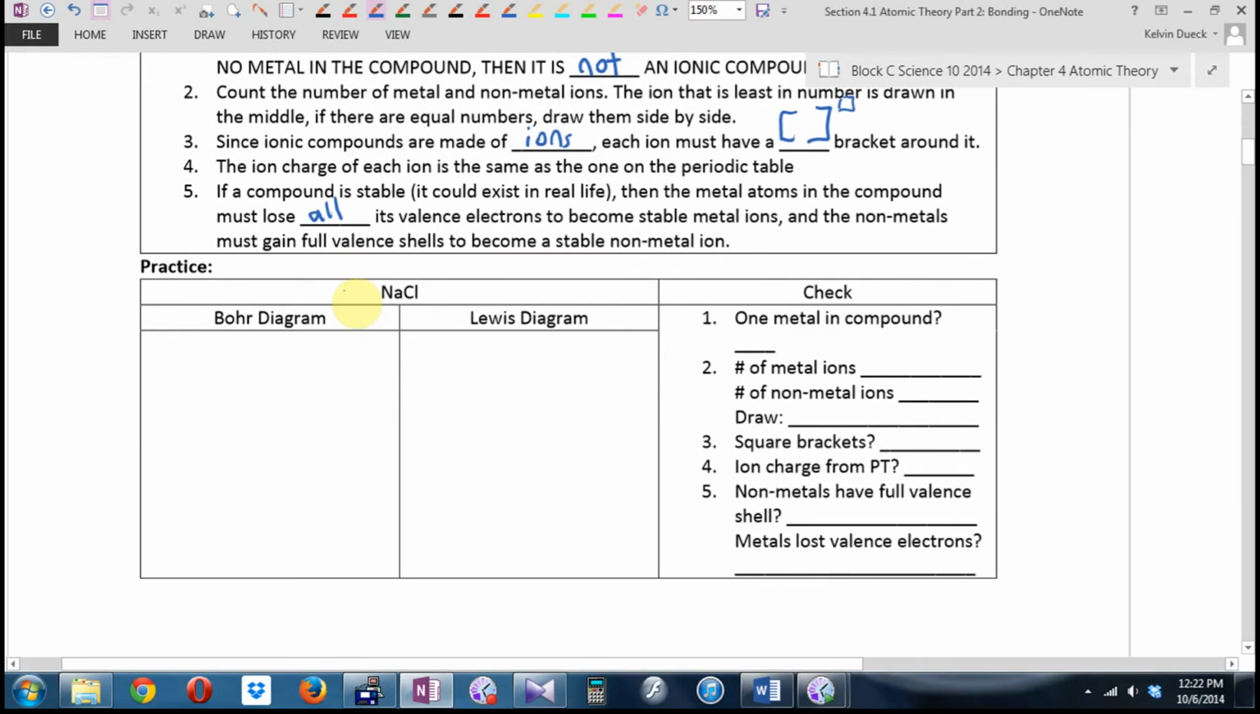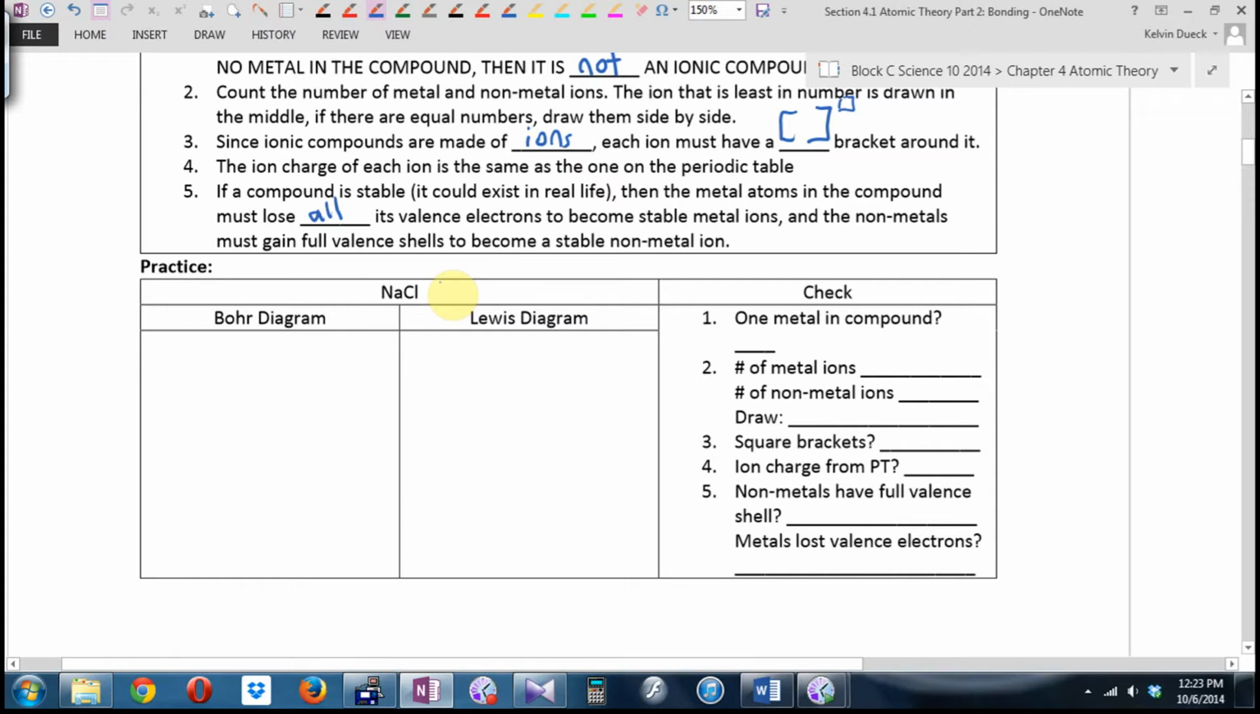Let's do a practice. Here's a little checklist. You're not going to need to memorize this. I think I'm going to give you enough homework that this will just become part of your procedure. First thing I always ask is, is it ionic? What I look for is, is there one metal in the compound? Now, our compound is NaCl, which we learned last year was called sodium chloride.